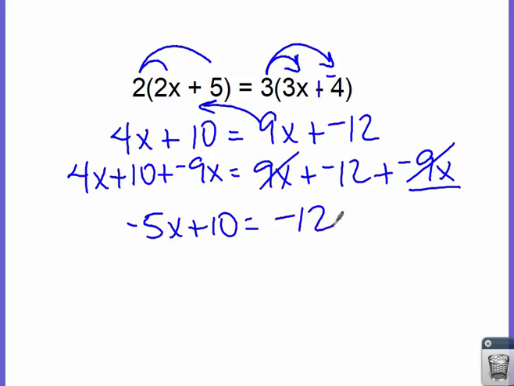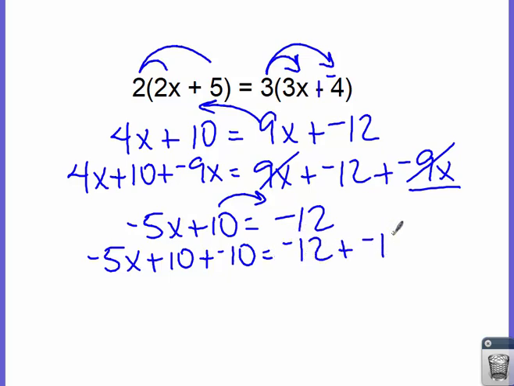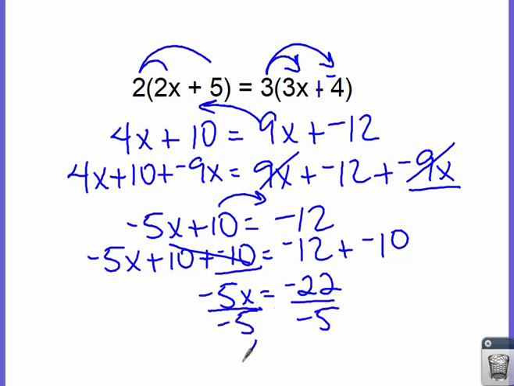Okay, so now I need to move my 10 over to be with the negative 12. So negative 5x plus 10 plus negative 10 equals negative 12 plus the negative 10, the thing I added on the left in order to move it to the right. So we end up with, our 10's go away, we're left with negative 5x is equal to negative 22. Now we divide both sides by negative 5, and you end up with x is equal to 4.4. Or, the first time we worked this problem, 22 over 5.